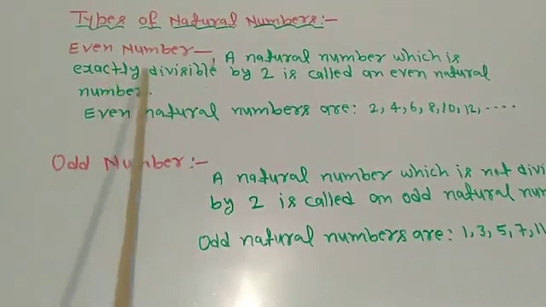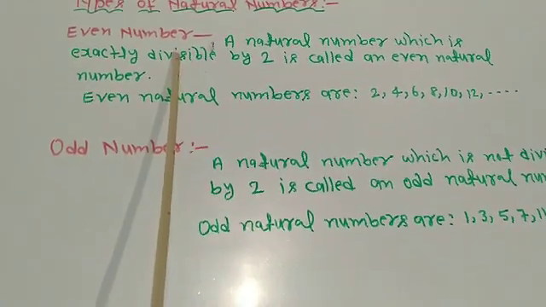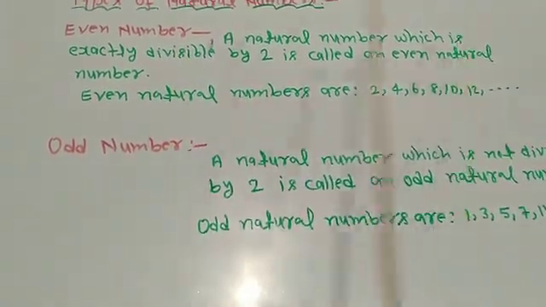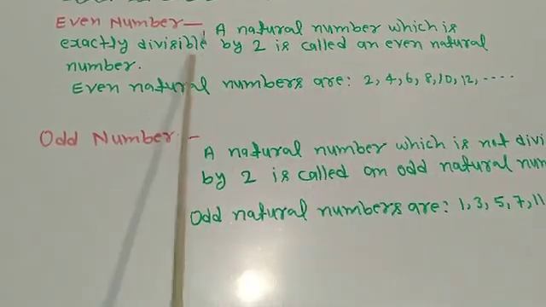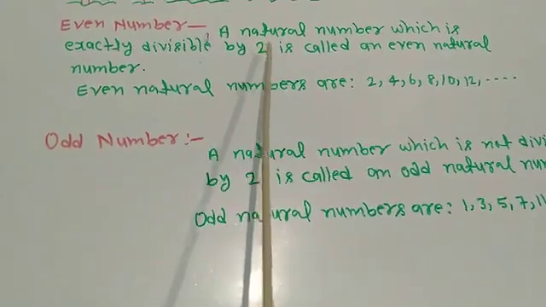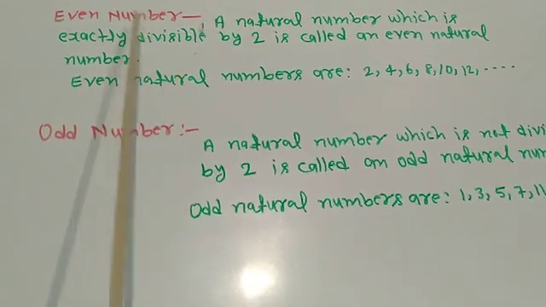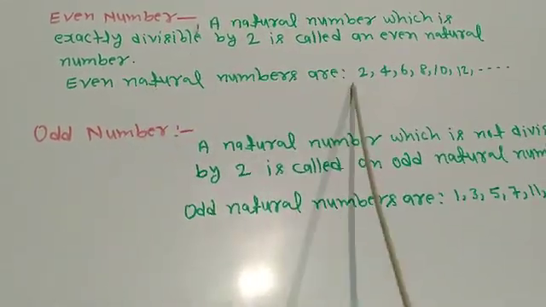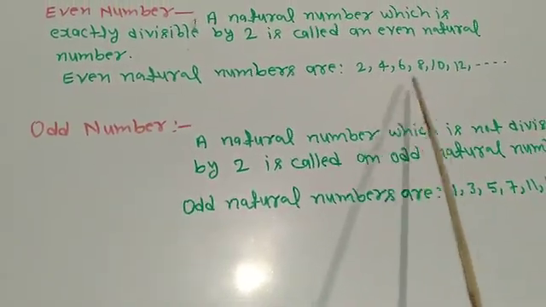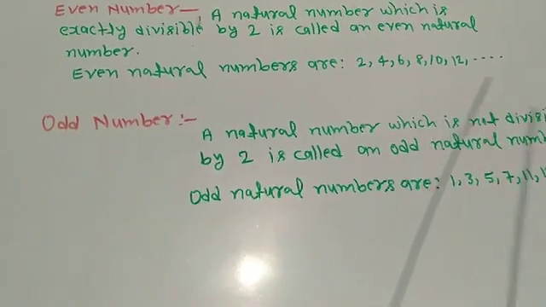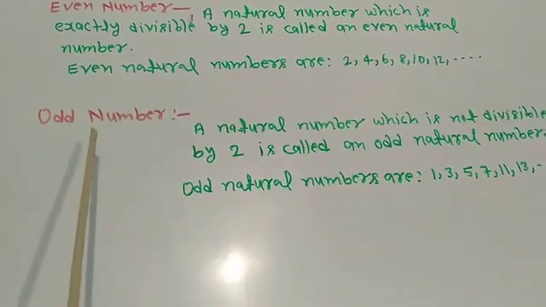so even numbers: how can we recognize whether the given number is an even number or an odd number? A natural number which is exactly divisible by 2 is called an even natural number. Any number which is divisible by 2 is an even number. Even natural numbers are 2, 4, 6, 8, 10, 12. Okay, now odd numbers.